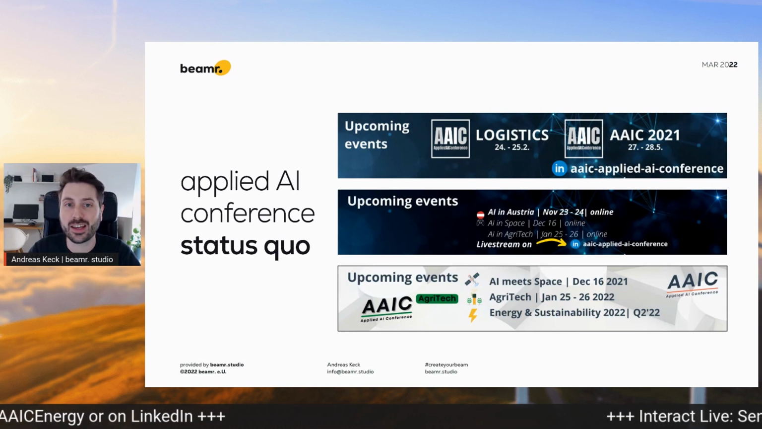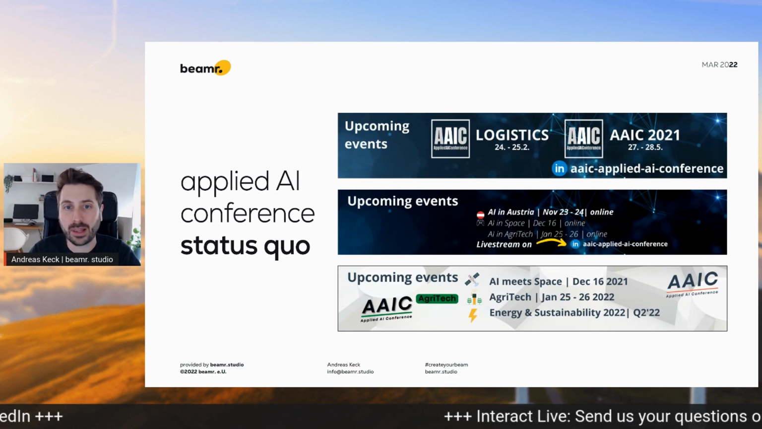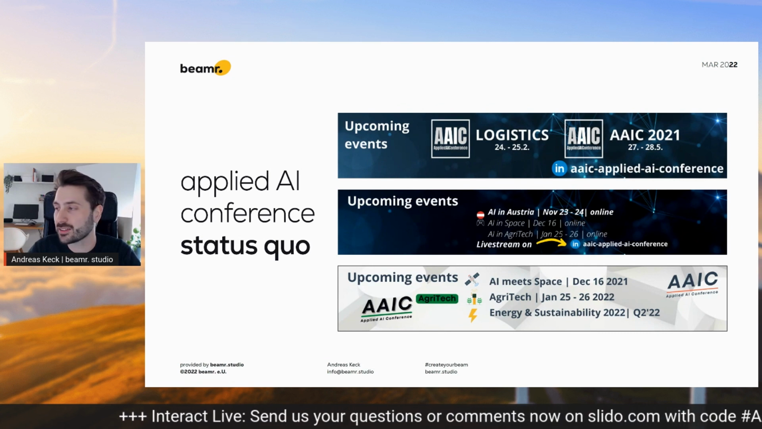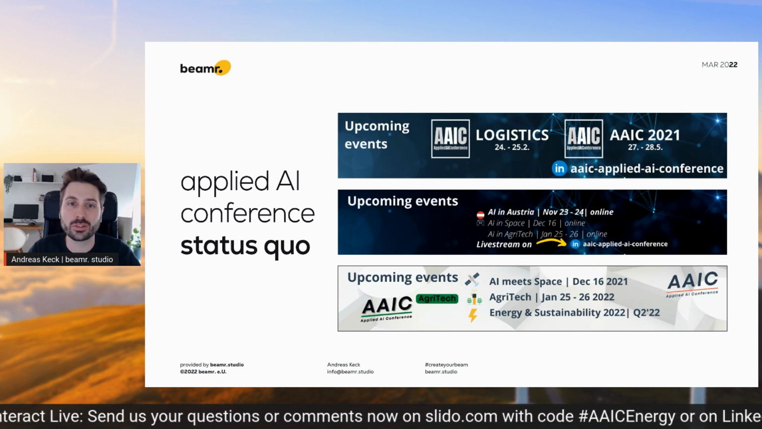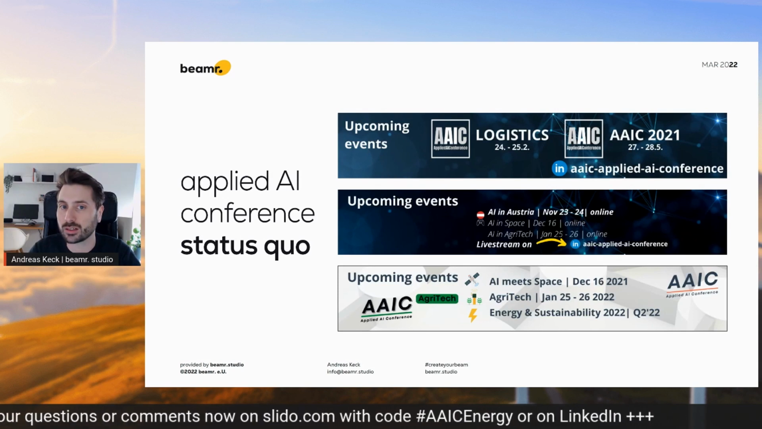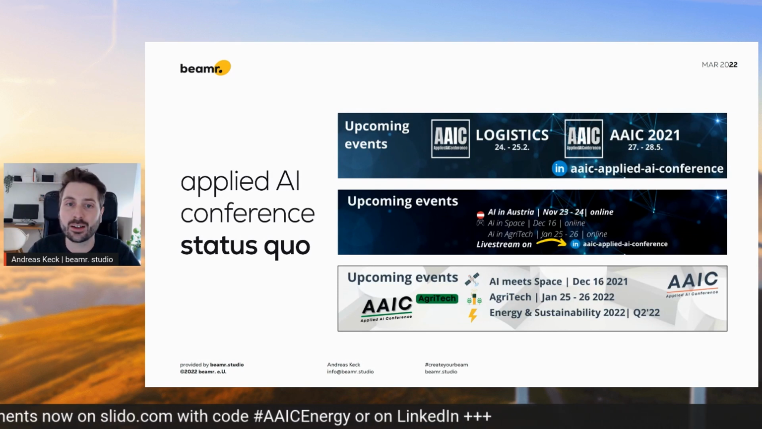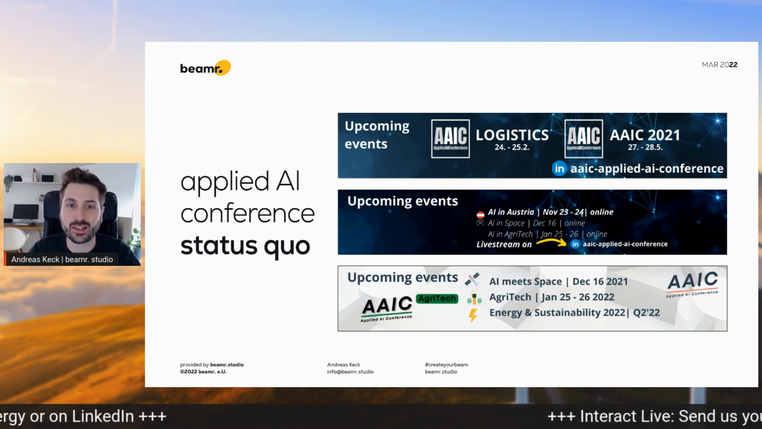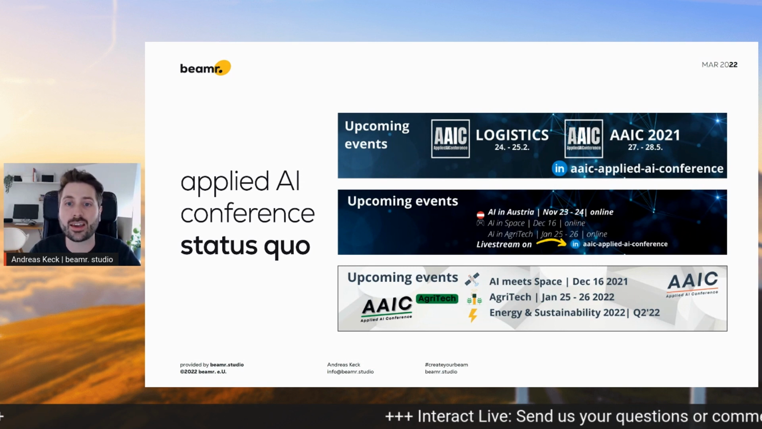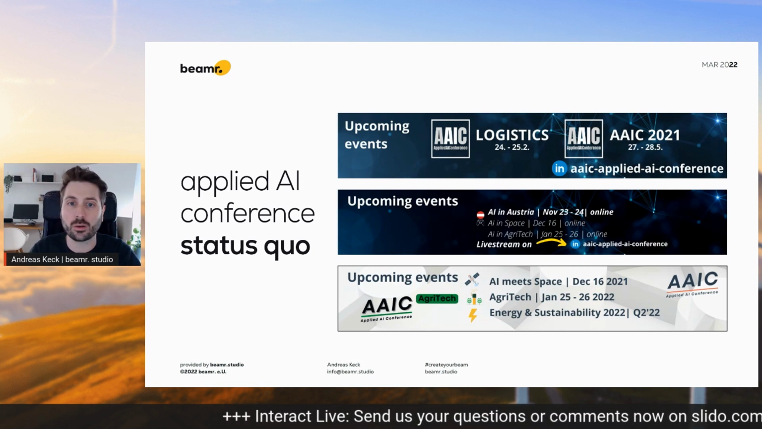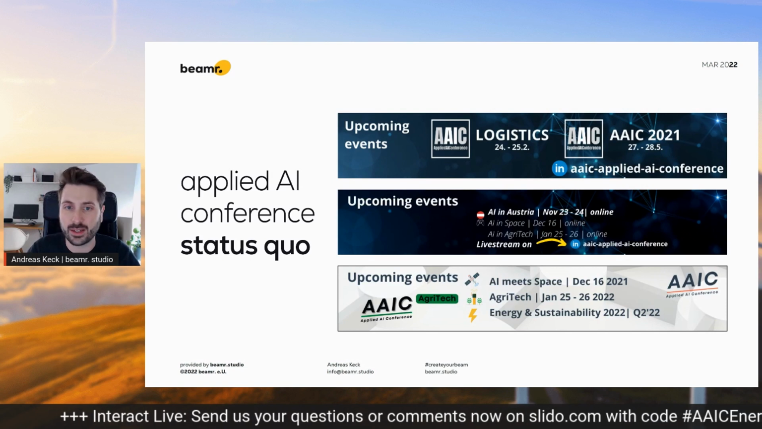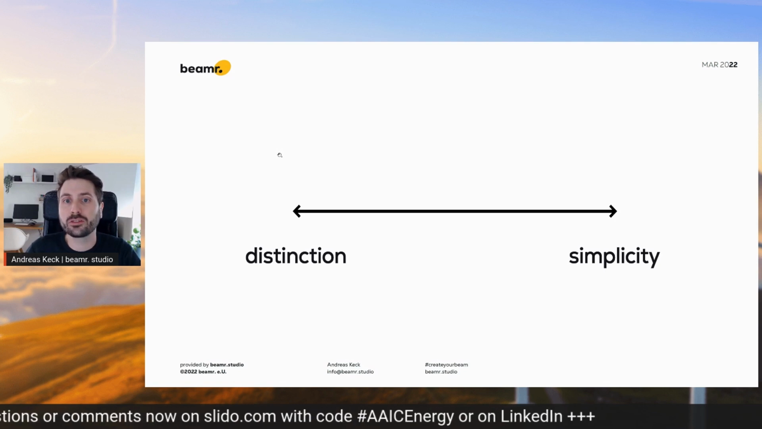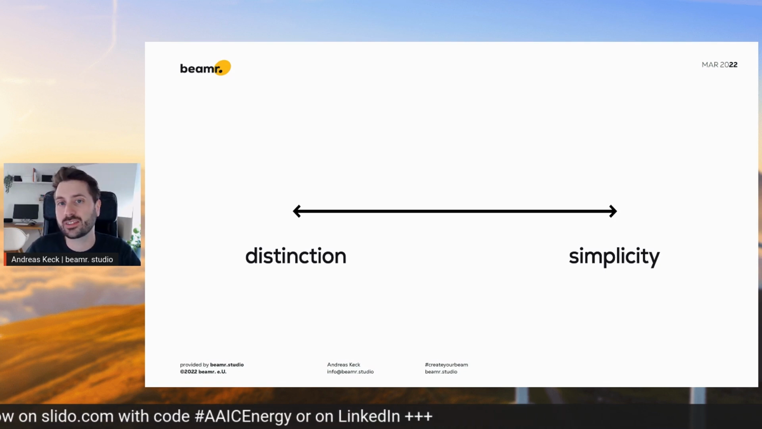We wanted to change that, and the Applied AI conference features a variety of topics. Yet for the audience of these events, it was not always clear that these conferences were part of the AAIC brand, or how to differentiate even those events. Questions surfaced like, is the Agritech the AAIC's yearly event, or what conference is actually the yearly event, and so on and so forth. That's why we needed to find the balance between distinction and simplicity.